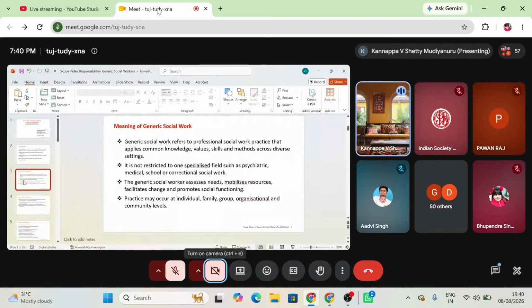Let me give you brief information on the meaning of generic social work, so that we can clear our terminologies and the specific meaning for that. Generic social work refers to professional social work practice that applies a common knowledge, very importantly, common knowledge, values, skills, and methods across all diverse settings. So you can take it even medical and psychiatry as well. But irrespective of the specialization, the common thing is common knowledge, values, skills, principles, and methods.